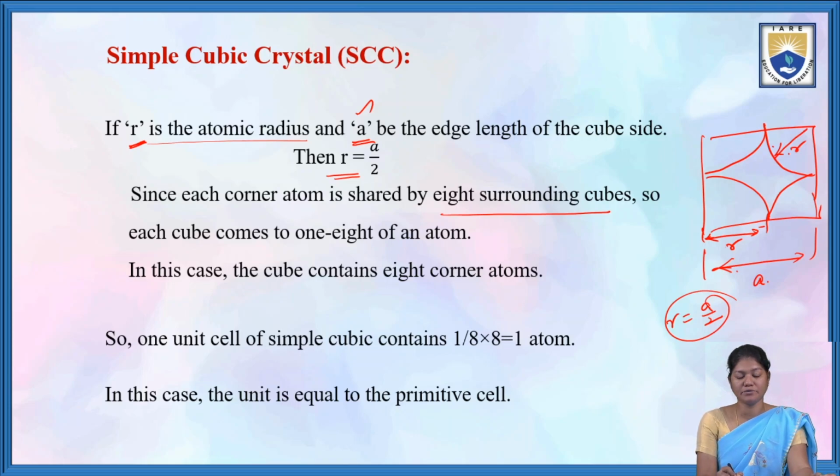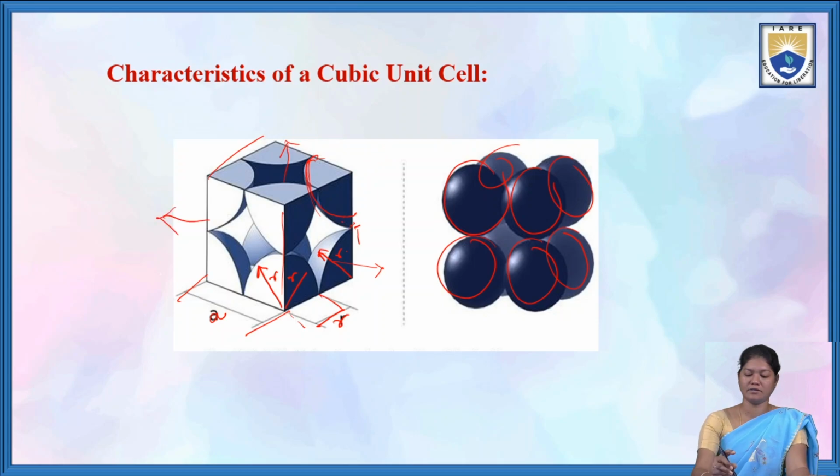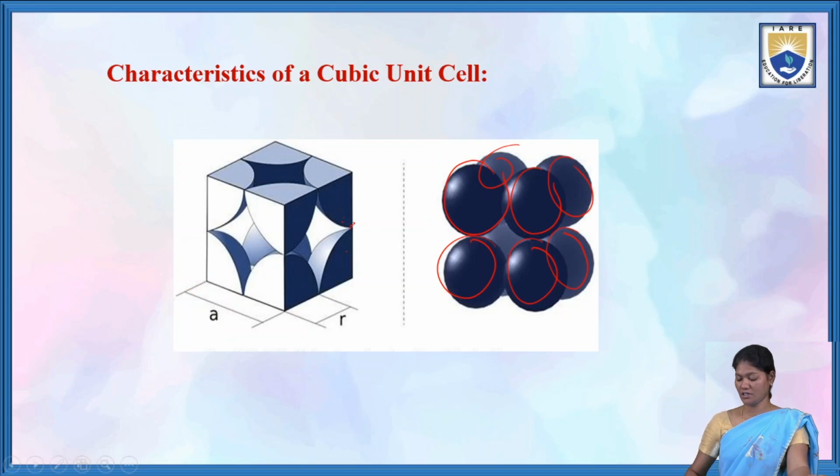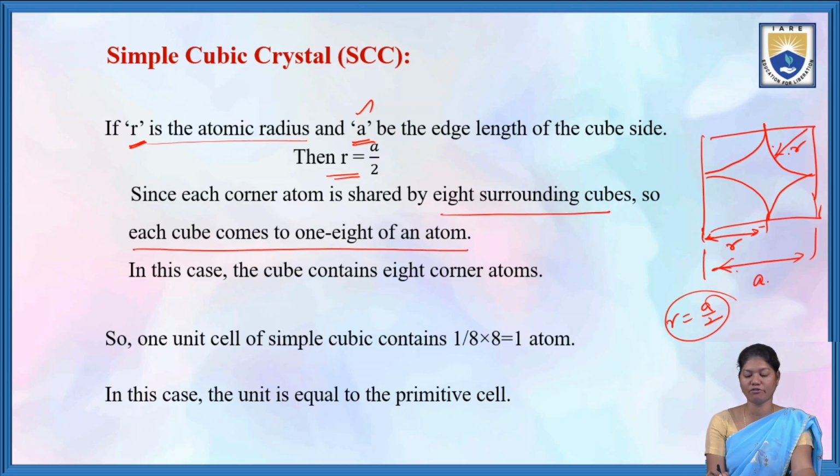Each corner atom is shared by 8 surrounding cubes. 8 surrounding cubes means at one side another unit cell, at the back another unit cell, in front another, and on the left, like that. The unit cell will be repeated in the crystal, so each corner atom is shared with other cubes. So, each cube gets 1/8 of an atom.